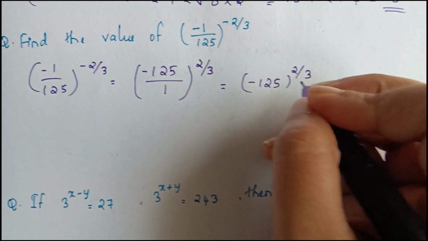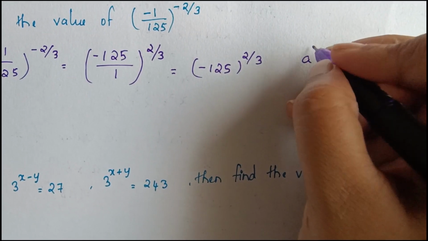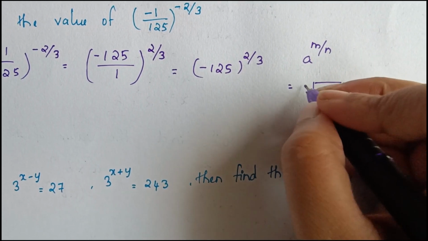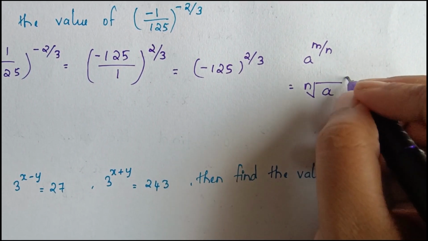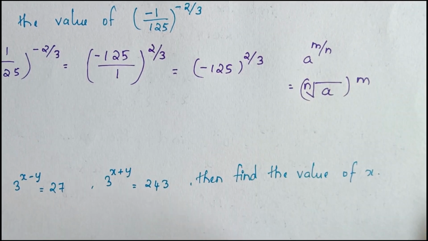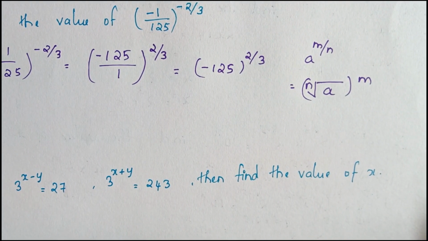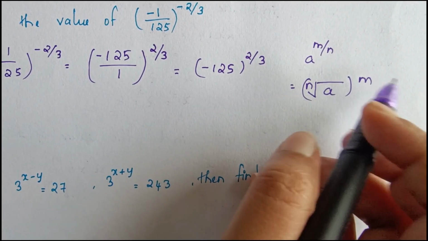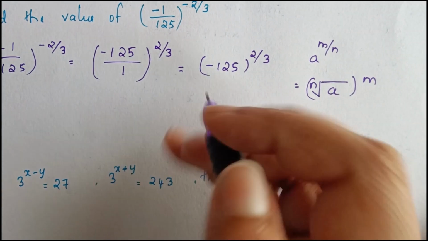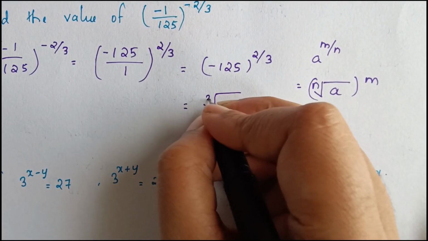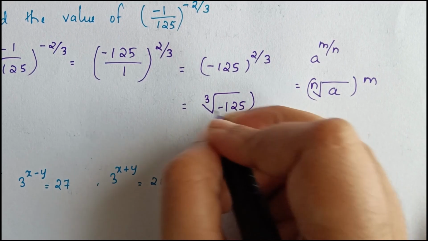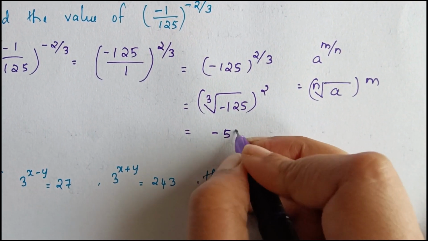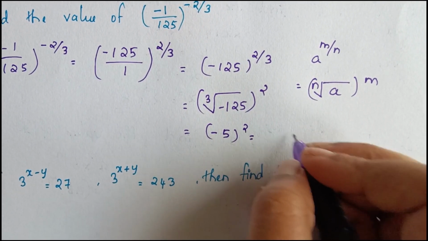Any number a raised to m divided by n means the nth root of a, the whole raised to m. So this is what is meant by a raised to m by n. That is, nth root of a, then the whole raised to m. So here there is the cube root of minus 125 and then the whole square. The cube root of minus 125 is minus 5, and the whole square means the answer is 25.